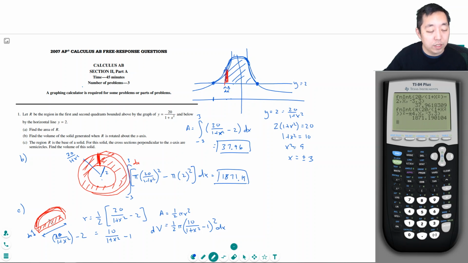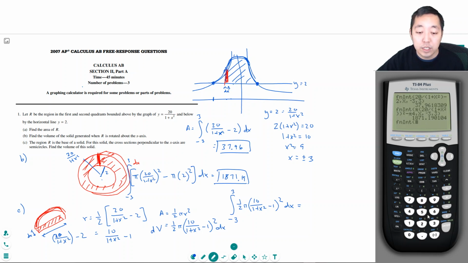So the little volume of this slice is this. And then I want to sum up the volumes of all the slices between x equals negative 3 and 3. 1/2 pi times 10 over 1 plus x squared minus 1, squared, dx. Okay. So function integral 1/2 pi, 10 divided by 1 plus x squared, minus 1, all of that squared, integrating over x from negative 3 to 3. I get 174.268.